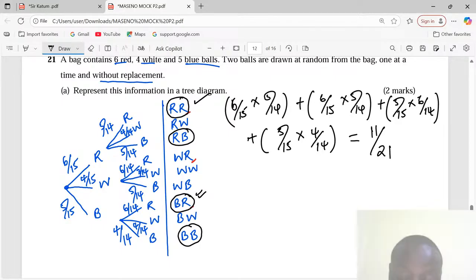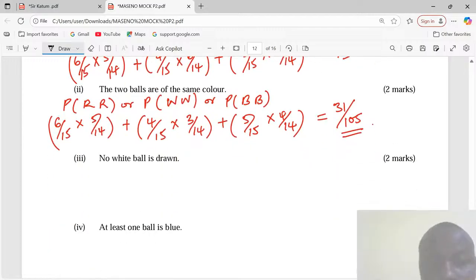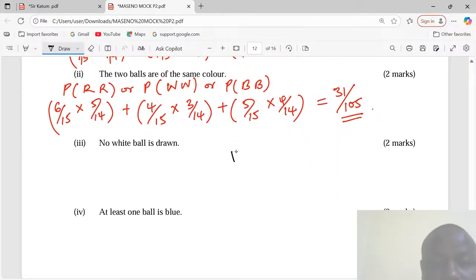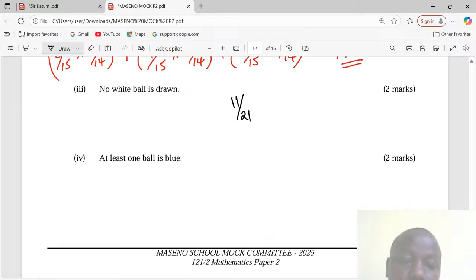I can still make a mistake, but all in all, I'm checking that, 11/21. People are writing 11/21 just like me, and it means we are both accurate. Very accurate people. Thank you for that. That is really very amazing work. So this one we've done, 11/21.